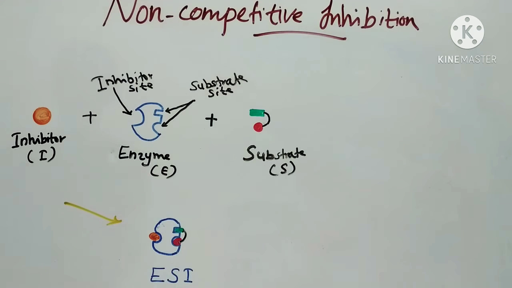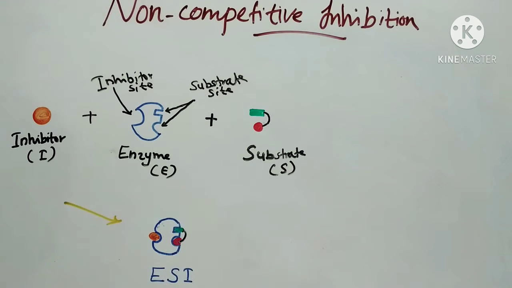Hello everyone, today we will discuss non-competitive inhibition of enzymes. Non-competitive inhibition of enzymes occurs when substances that do not resemble the geometry of the substrate do not exhibit mutual competition. As the name indicates, there will not be a competition between the substrate and the inhibitor. So the sites of attachment of the substrate and inhibitor are different.